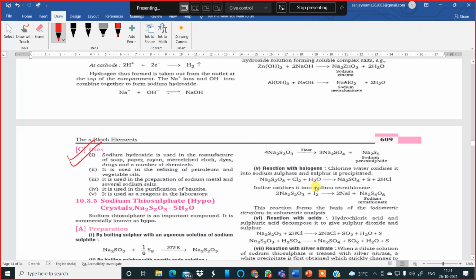Okay, the bell has already gone. It's already 11:21, so I would like to stop my class here. In the next class, we'll discuss the sodium carbonate principle and the equation of Solvay's process.